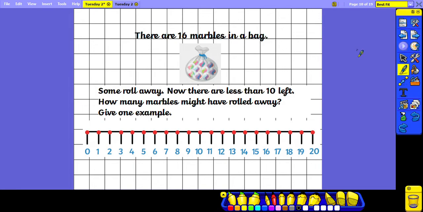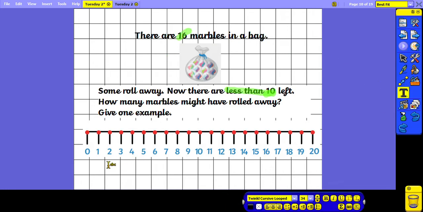Okay, and finally, there are 16 marbles in a bag. Some roll away. Now there are less than 10 left. How many marbles might have rolled away? Give one example.